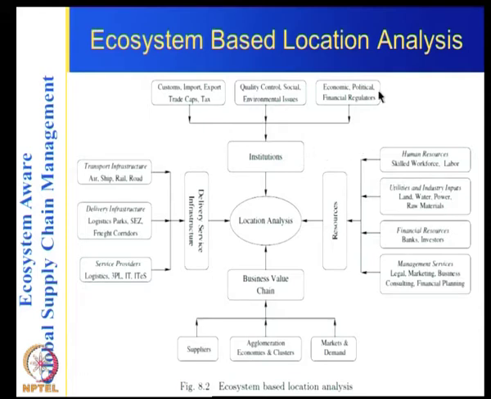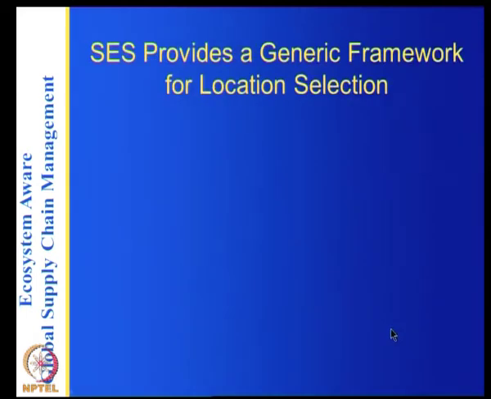So the issue here is that once you try to locate yourself, what is needed in the business value chain is that you are looking at your suppliers, market demand, and agglomeration of business clusters. These become an important factor in selecting this. Of course, it's possible that you could put them under resources. The industry clusters are also under resources. So whatever it is, it's important to consider these particular factors. So it provides a generic framework for location selection.